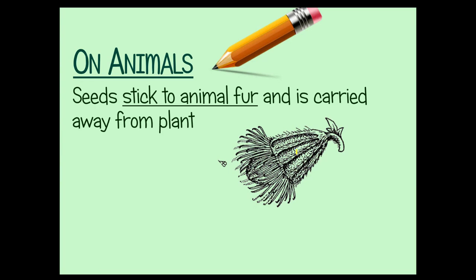On animal is when the seeds are spiky, and so they stick to the animal's fur. This has probably happened to a lot of you if you've ever walked through a grassy area or been walking through the woods and you get those burrs stuck in your socks. Those are seeds from plants, and that's designed specifically to get stuck on things.